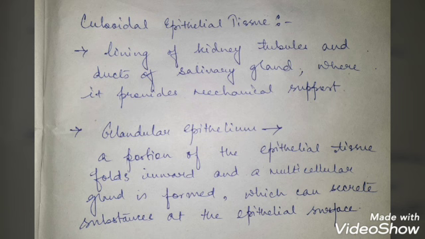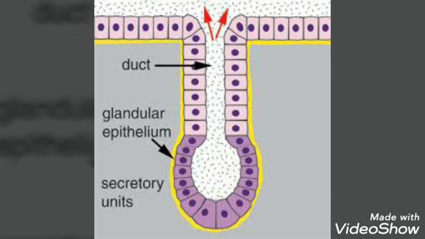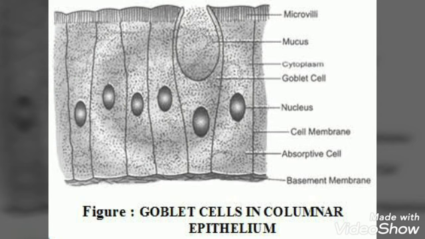Then there is something known as glandular epithelium, where cells form glands. You can see here it is folded inward and forming glands. This is your glandular epithelium, where a portion of the epithelial tissue folds inward and a multicellular gland is formed. You can see glands in the figure. This glandular epithelium does secretion of sebum.